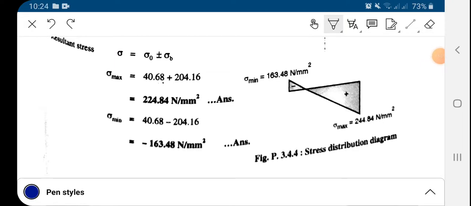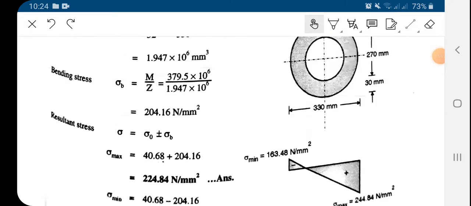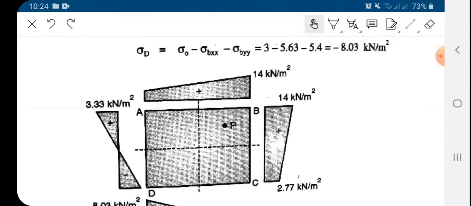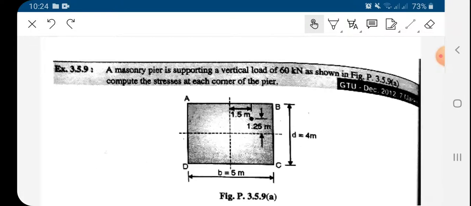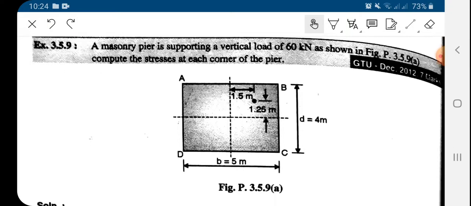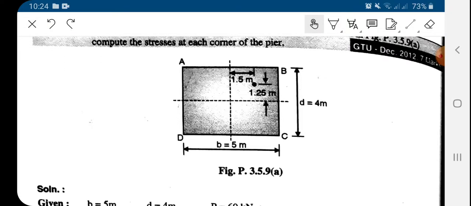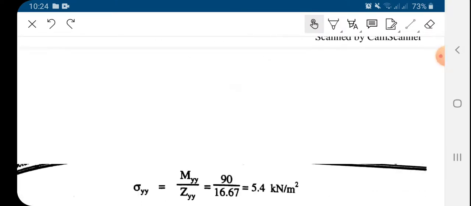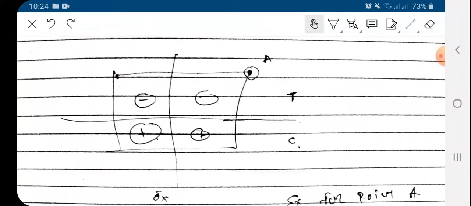So let's quickly revise what we have seen today. We have seen some advanced-level examples of direct and bending stress. One example had eccentricity in both directions. In that case, we have to compute the bending stress in both directions, and we have to calculate the stresses at each of the corners. We have seen one important sign convention for it.